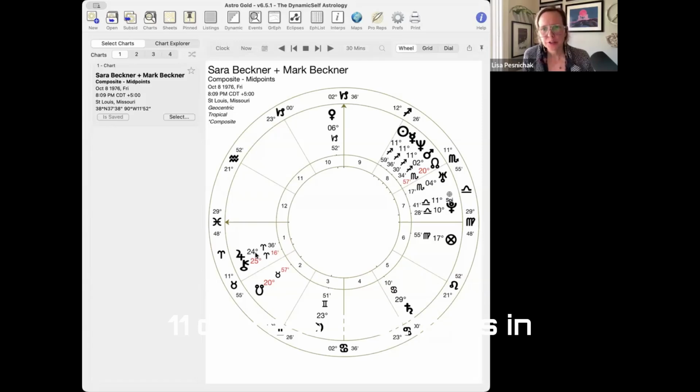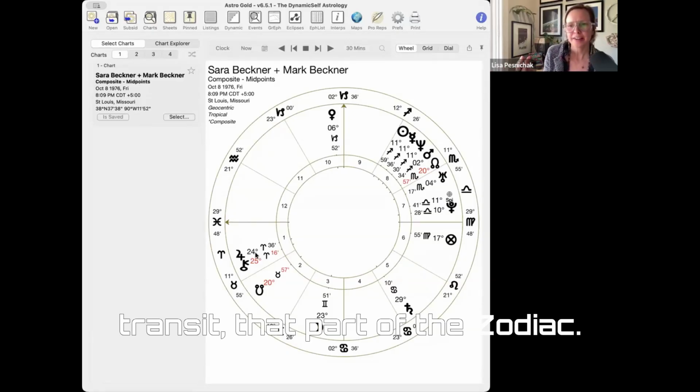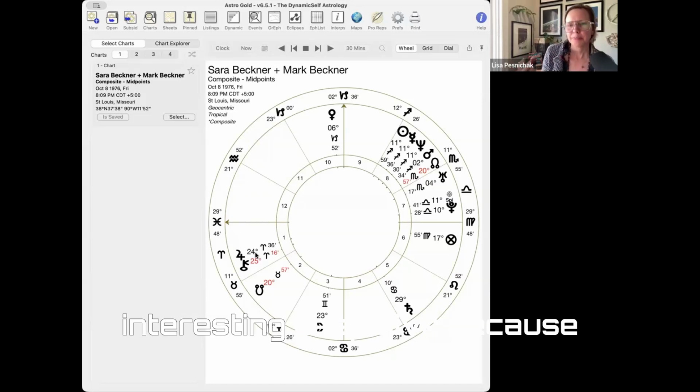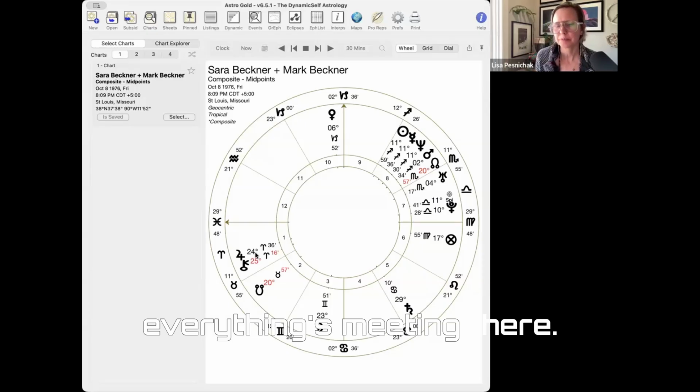I wonder what's at 11 degrees Sagittarius in your chart and his chart and your kid's chart. You have Neptune, Mercury, and the sun all at 11 degrees Sag in your composite chart, which means that there's something, just from midpoint work, really important about that degree and sign for your family, for your relationship. And I almost wonder, as planets transit that part of the zodiac, that would be a really interesting deep dive because it's so pronounced that everything's meeting there.